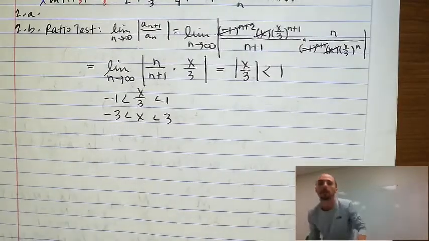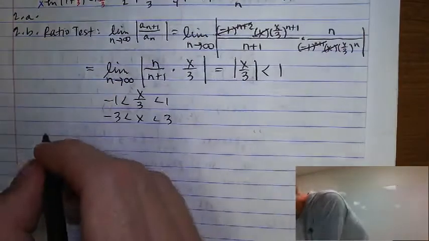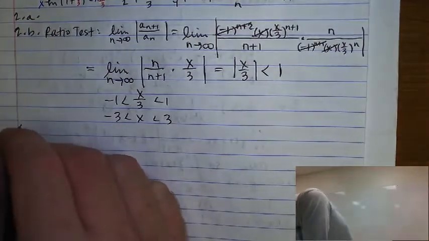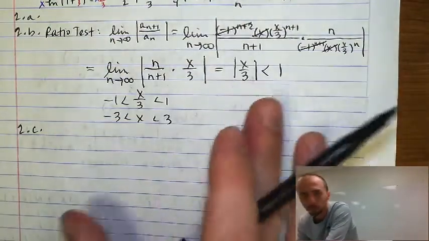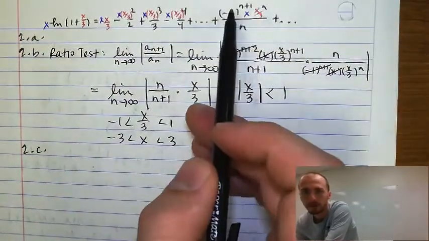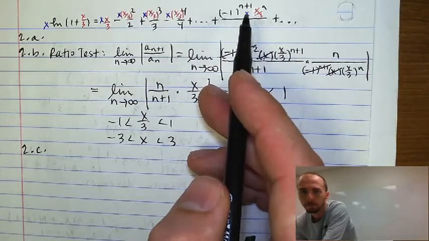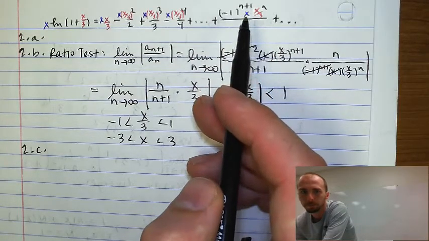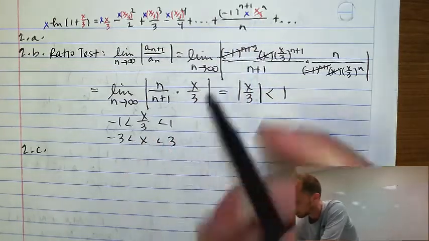Now I have to check the endpoints. Okay. And so what I want to do here is go and grab this, and I'm going to plug in negative 3 for x.